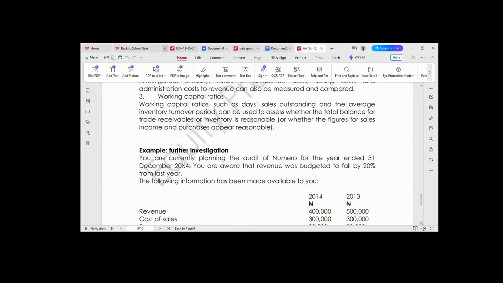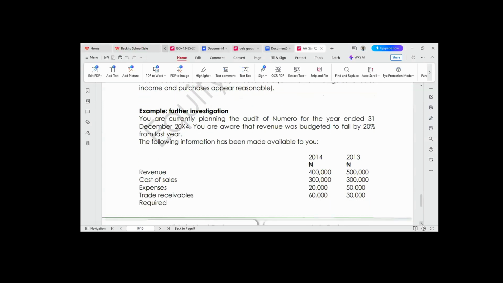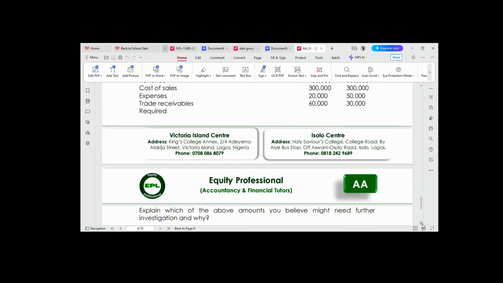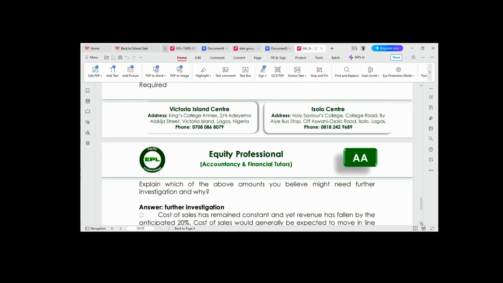Then you have further example here. They say you are currently planning the audit of Numero for the year ended December 2024. You are aware that the revenue was budgeted to fall by 20% from last year. Further information was made available. This is the information required. Explain which of the above amounts you believe might need further investigation and why.